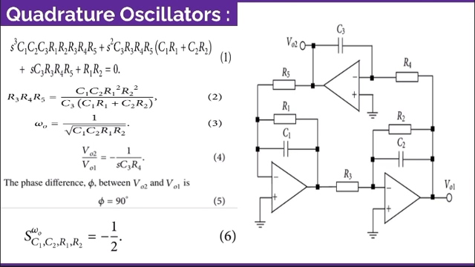Here the passive sensitivities for the quadrature oscillator in this figure are all low and obtained as we see in equation number 6, which is S of omega naught with respect to C1, C2, R1, R2 is equal to minus 1 by 2. So this is for this circuit.